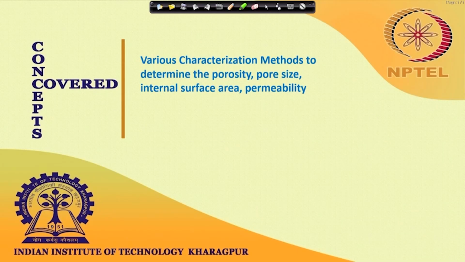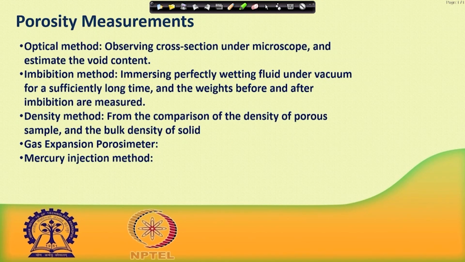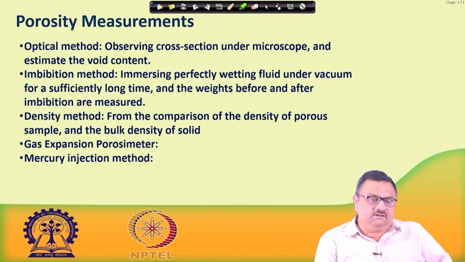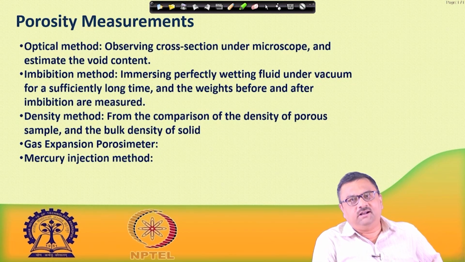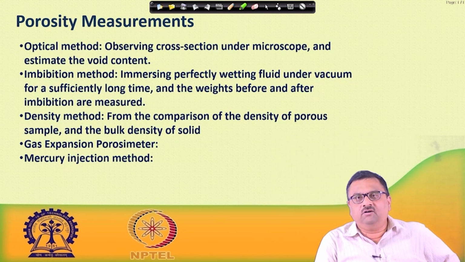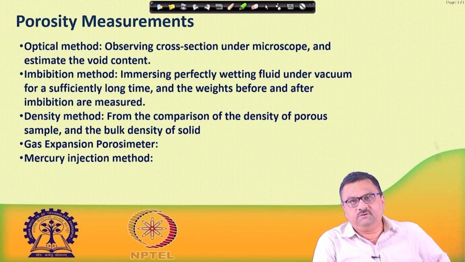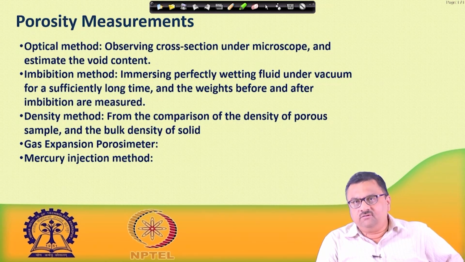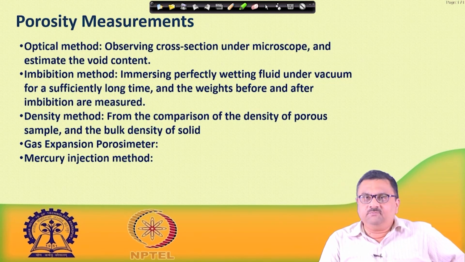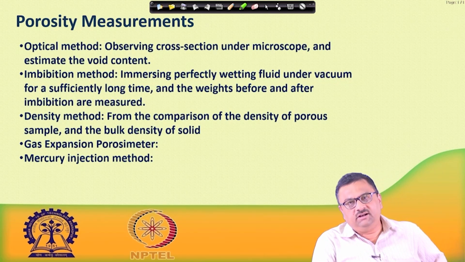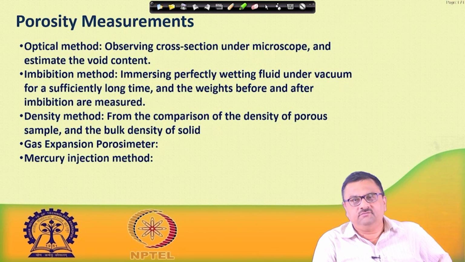So we are going to talk about various characterization methods to determine the porosity, pore size, internal surface area, and permeability. First thing is porosity measurements. We started with the definition of porosity. It is basically the void volume divided by the total volume. In 1 meter cube of total volume of this porous media, if 0.2 meter cube is the void and 0.8 meter cube is the solid, then 0.2 divided by 1, so porosity would be 0.2.